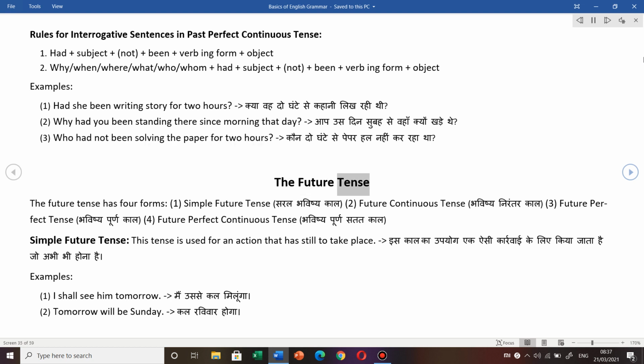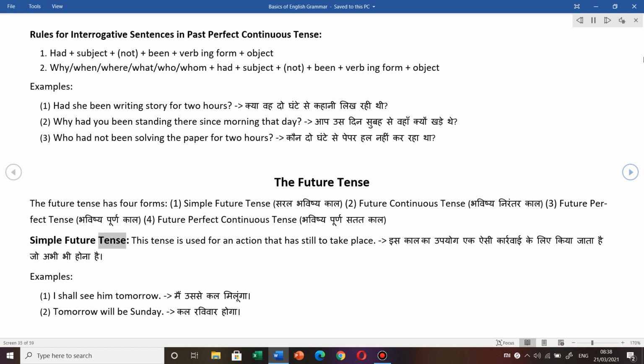The future tense. The future tense has 4 forms. 1. Simple future tense. 2. Future continuous tense. 3. Future perfect tense. 4. Future perfect continuous tense.